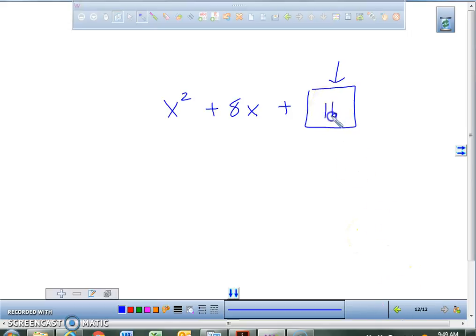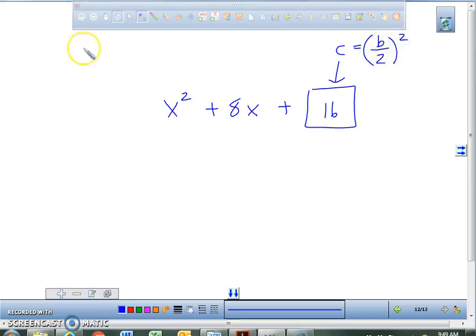Right, you put a 16. Now, there's a pattern to this that I need you guys to understand. This number, if you ever wanted to complete a square, which means you wanted to find the c value that goes with the expression, the c value is always the b value divided by 2 squared.